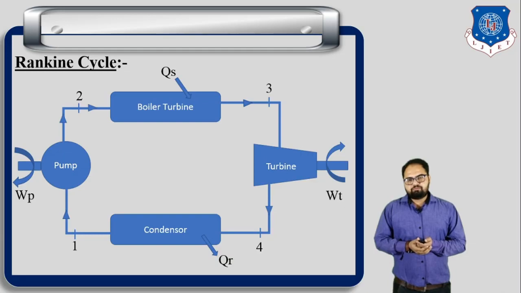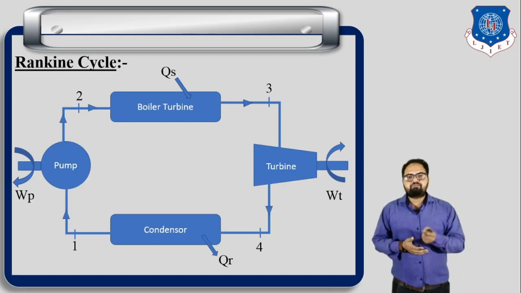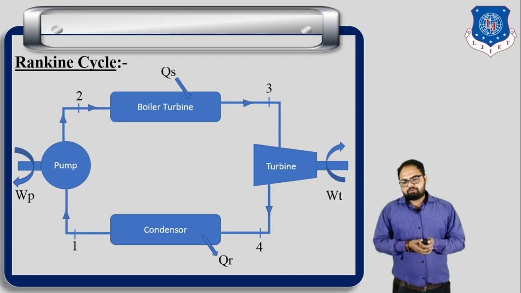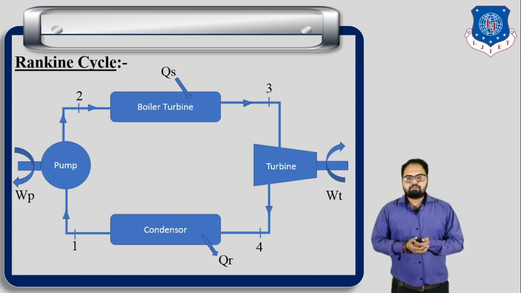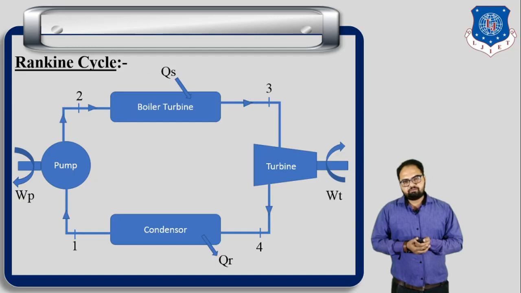Okay. So first of all, we will understand the function of each and every component. After then we will jump to the operation, and then we will find the basic thermal efficiency of the Rankine cycle. So first of all, the pump. The function of the pump is to convey the liquid from one place to another place. Boiler, the function of the boiler is to convert water into steam at constant pressure. Turbine, the function of the turbine is to produce mechanical work.